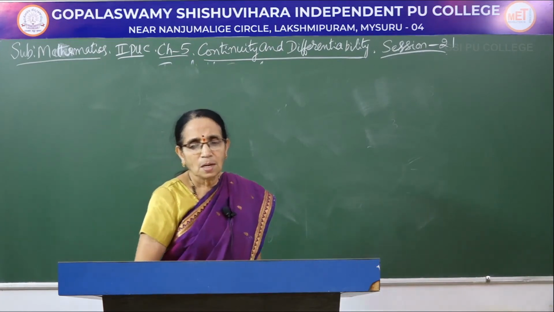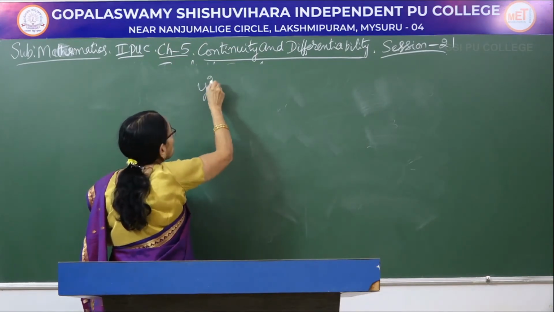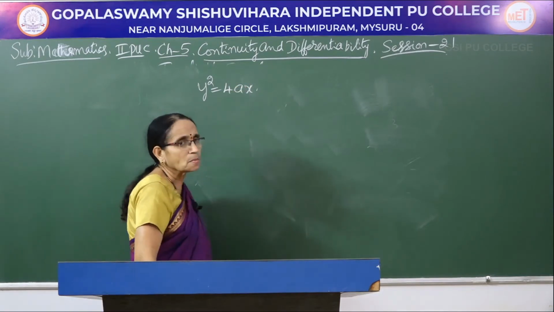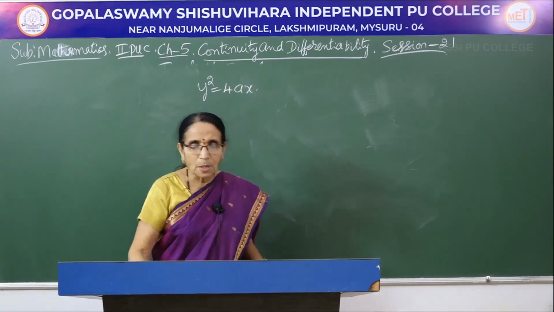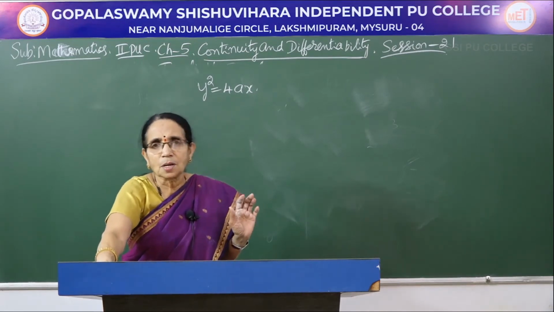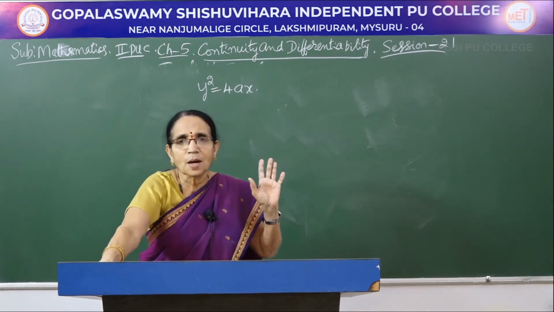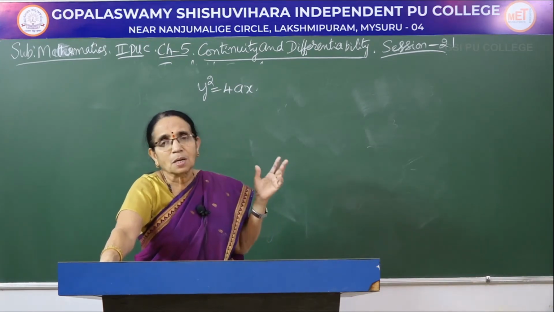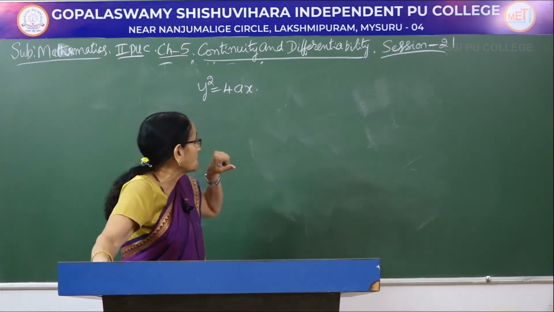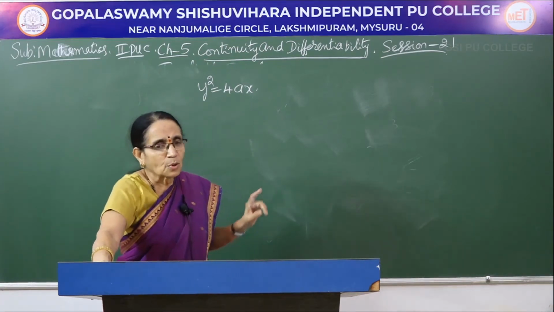Now, another problem, y square is equal to 4ax. I hope you are familiar with this curve. In first year PUC, you have studied about the conic sections, and this is the equation of a parabola. Either it can be given as x square equal to 4ay or y square equal to 4ax. Here I have given you y square equal to 4ax.